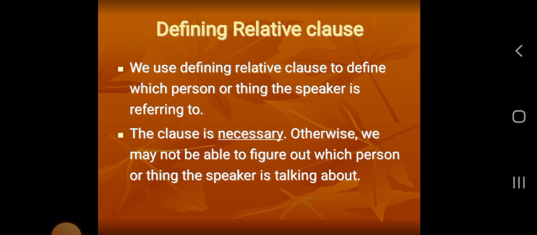We use a defining relative clause to define which person or thing the speaker is referring to. It is a word that shows who the speaker is speaking about. The relative clause is necessary to define the person the speaker is referring to. Otherwise, we may not be able to figure out which person or thing the speaker is talking about. We cannot identify them. Without the relative clause we cannot tell which person the speaker is talking about, so the clauses are very necessary.